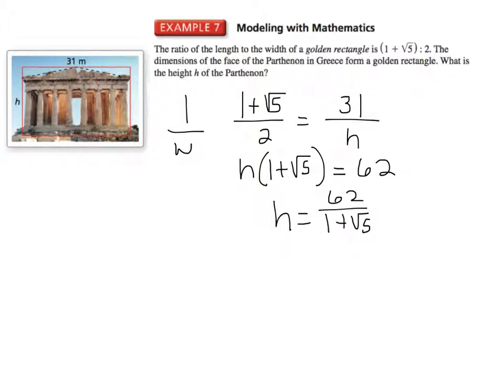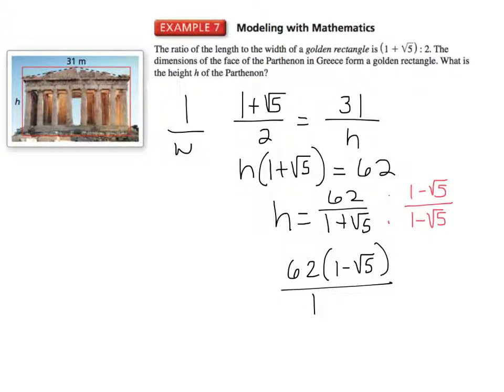Oh boy. Not trying to make you feel like uh-oh here, but let's start multiplying. So what would I multiply the top and bottom by? Its conjugate, 1 minus root 5. That gives me, if I distribute the 62, you know what? I'm not going to distribute the 62 yet. On the bottom, 1 times 1 is 1, minus root 25, which gives me 62 multiplied by 1 minus root 5.